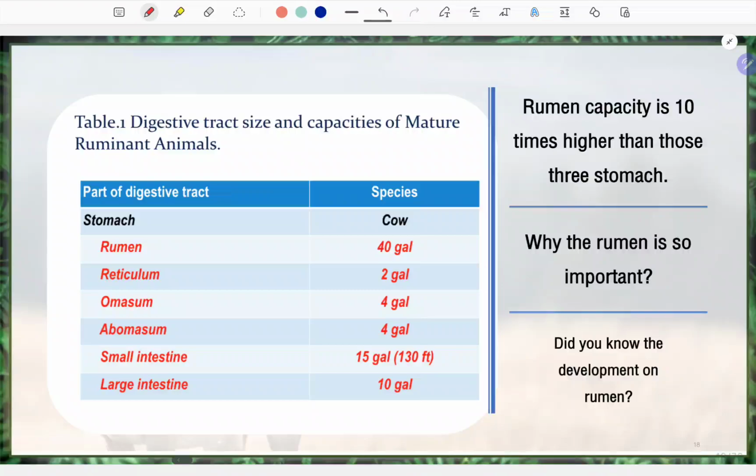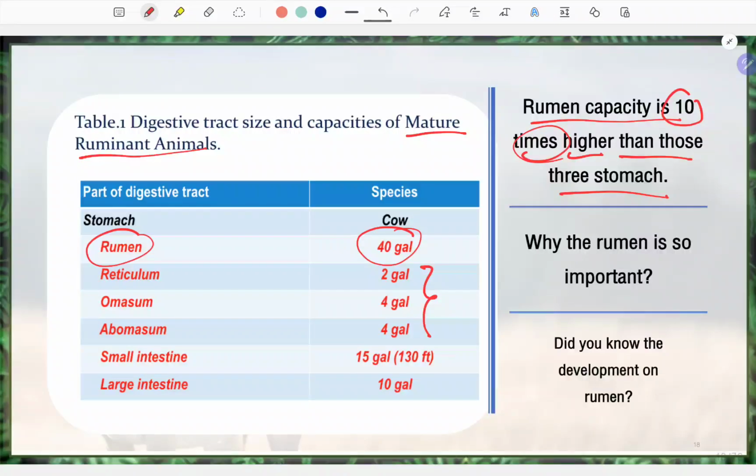Okay, how big is the rumen? As a mature animal, the rumen is much bigger than the others. Okay, so rumen capacity is 10 times higher than the other three stomachs. Why is the rumen so important?